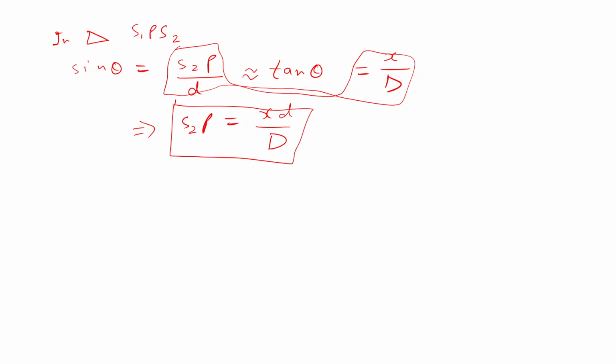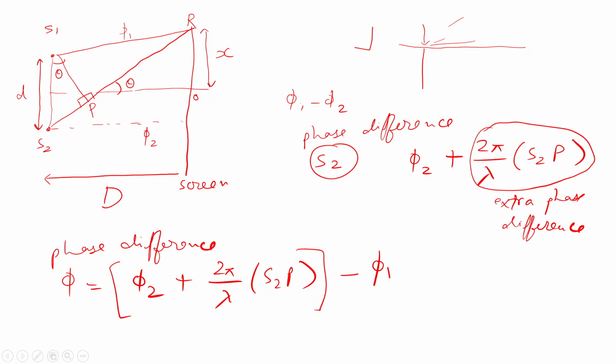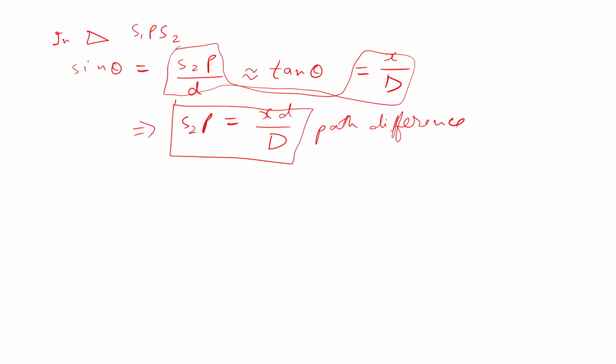And we know S2P was our path difference. So we have obtained the path difference in terms of X, d and D. This capital D is the distance between the sources and the screen. This small d is the distance between the two sources, right? And this X is the distance from the center to the particular fringe we are talking about. So in terms of these parameters, we will be able to get the path difference.